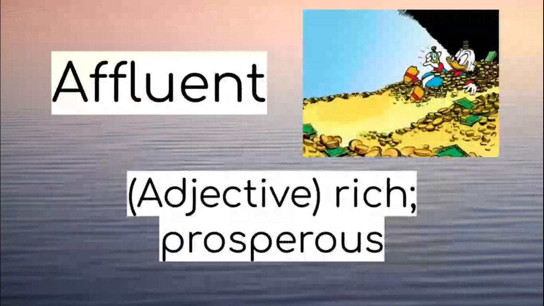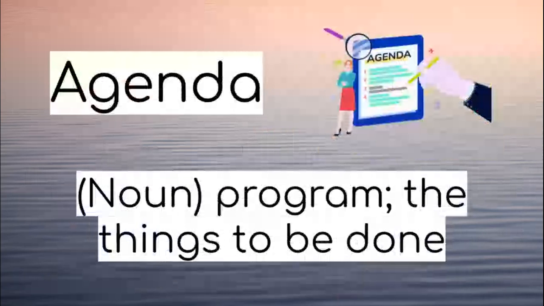And then affluent, which is an adjective meaning rich, prosperous. A person can be affluent, all it takes is money. A country can be affluent too, if it is full of affluent people. And then last but not least is agenda, which is a noun meaning program, the things to be done. What's on the agenda for the board meeting? A little gossip, then lunch.